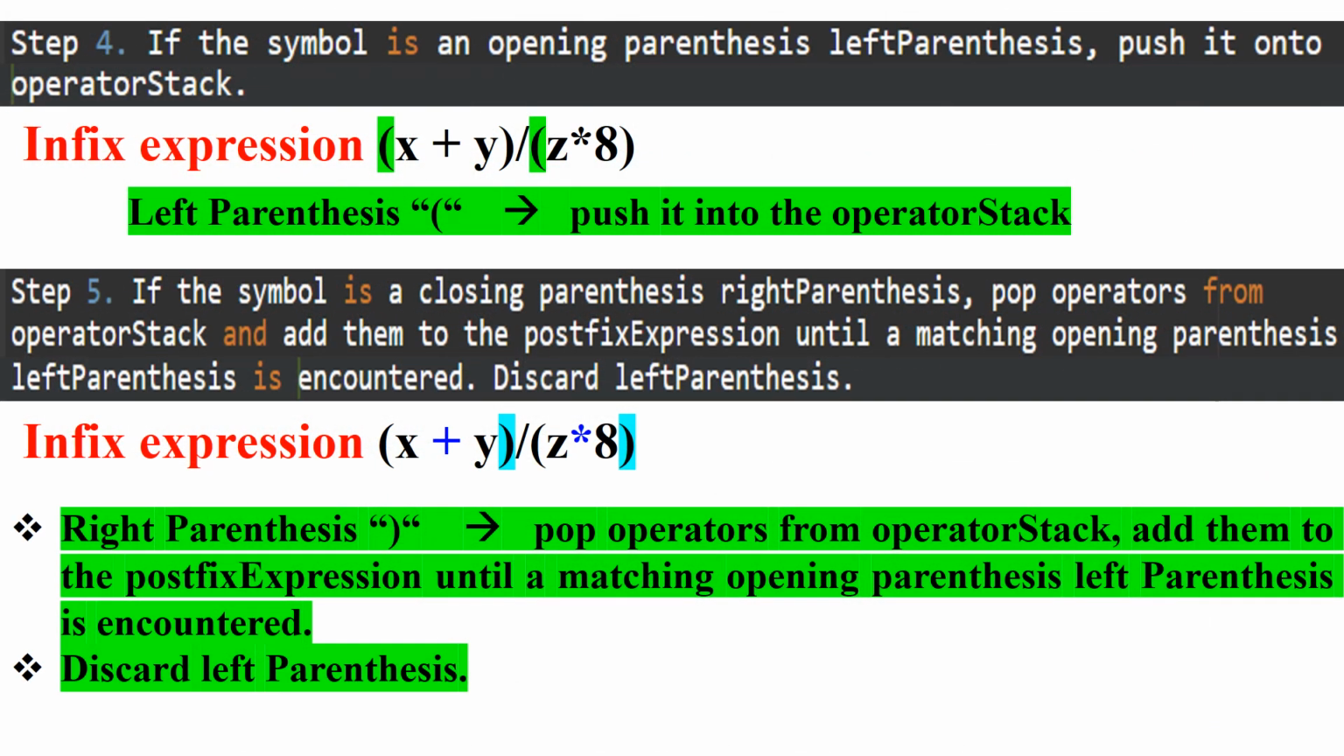Step 4. If the symbol is an opening parenthesis, left parenthesis, push it onto the operator stack. You can see the left parenthesis, which is highlighted here. Just push it onto the operator stack. Step 5. If the symbol is a closing parenthesis, right parenthesis, pop operators from the operator stack and add them to the postfix expression until a matching opening parenthesis is encountered. Discard the left parenthesis. Remember, postfix expressions do not require parentheses, so just discard the left parenthesis.